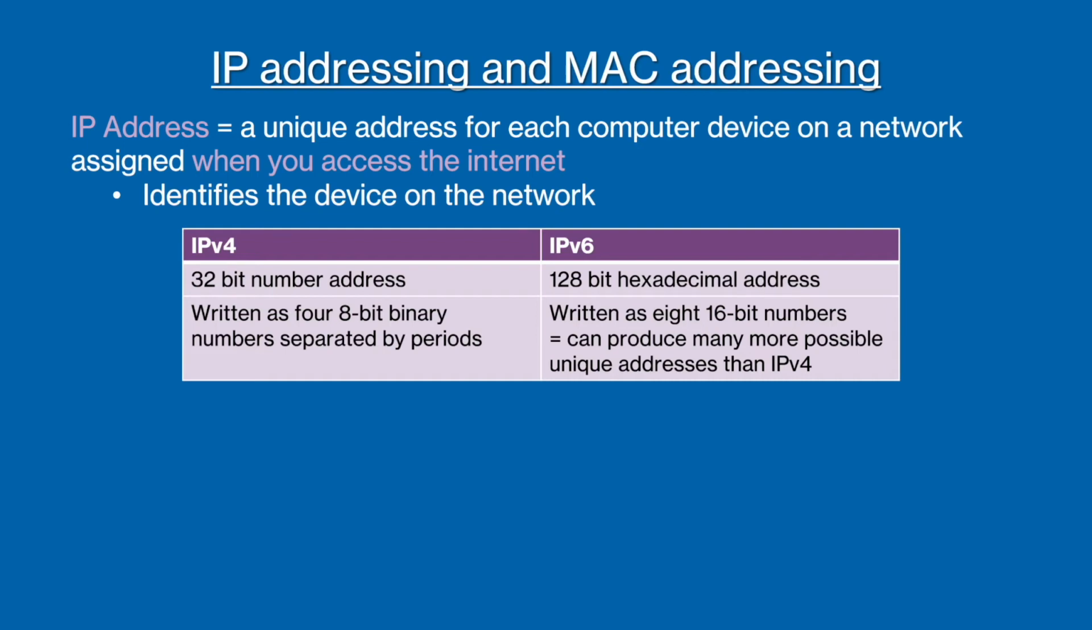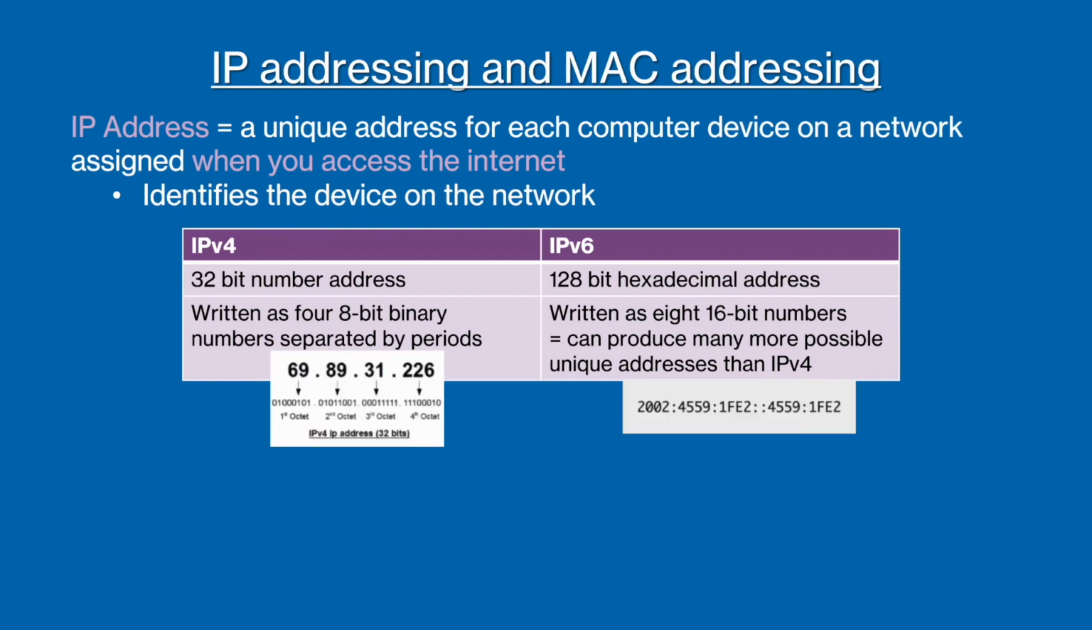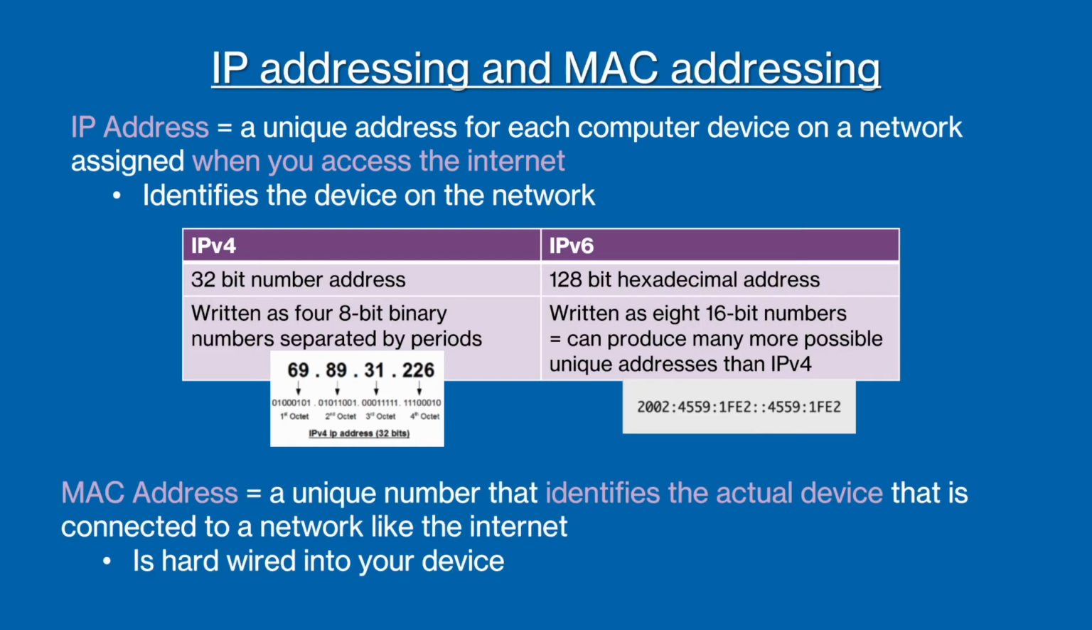This is because IP version 6 is a 128-bit hexadecimal address, as opposed to IP version 4's 32-bit number addresses. This means that IP version 6 has more unique addresses that can be made, which is why it's used more often. Now let's briefly look at what MAC addresses are.